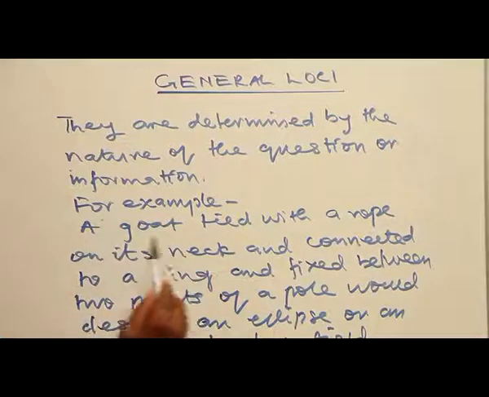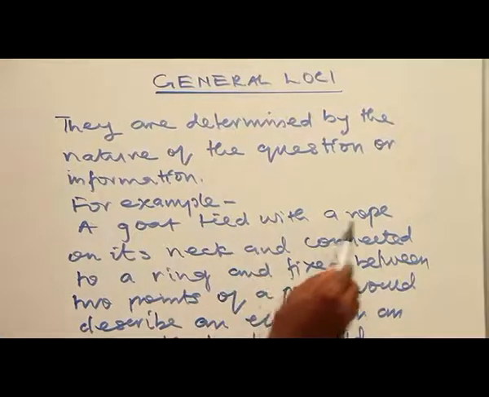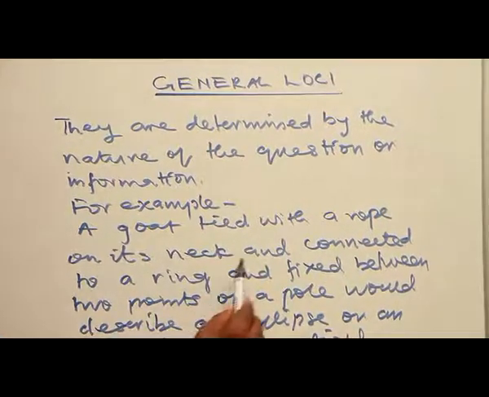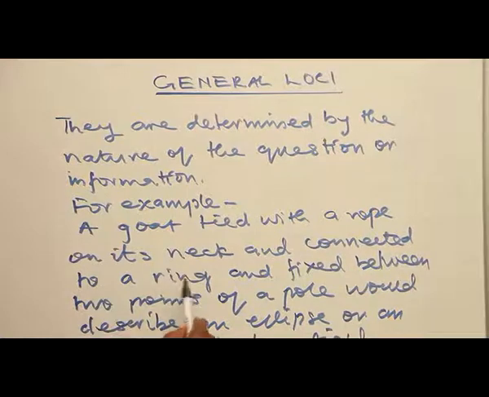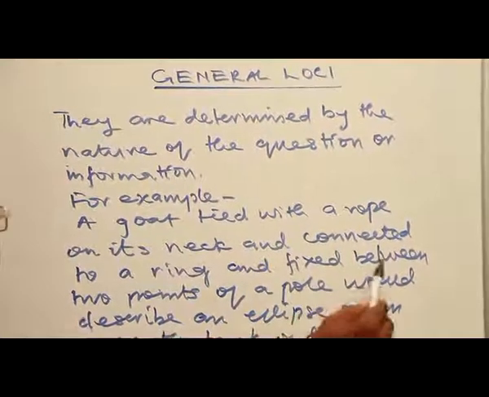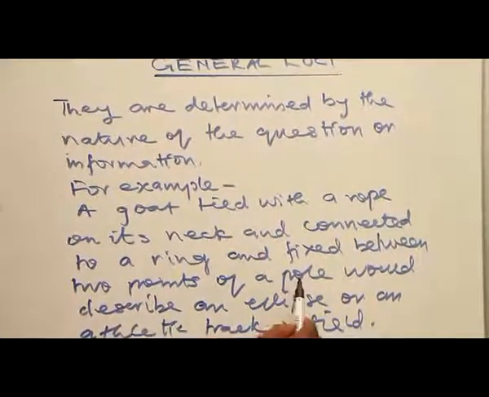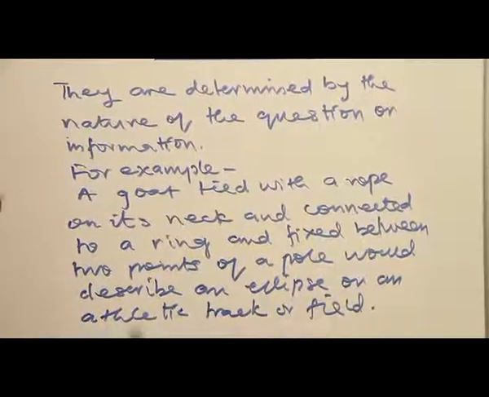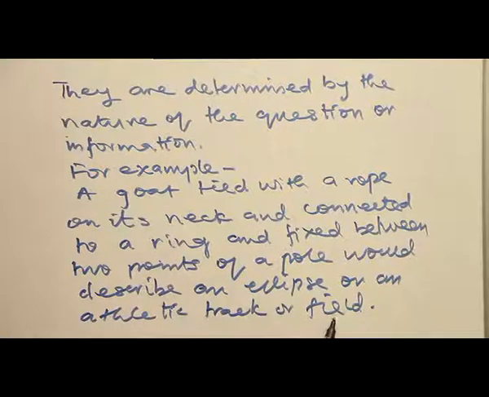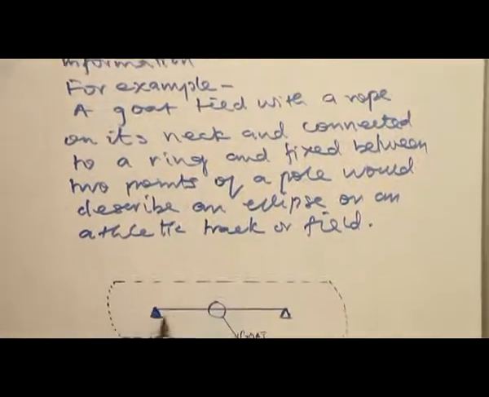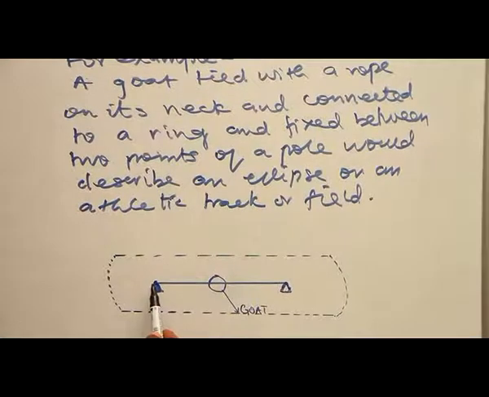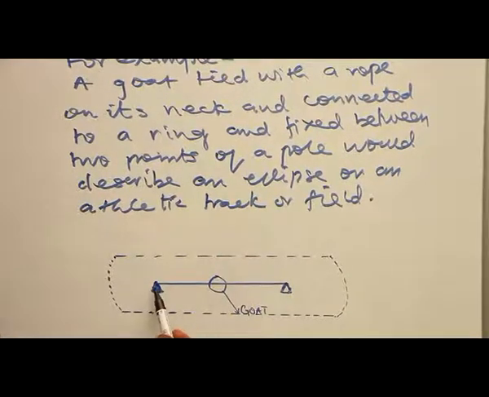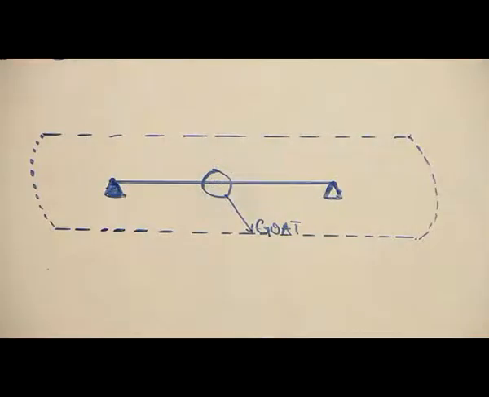For example, a goat tied with a rope on its neck and connected to a ring fixed between 2 points of a pole would describe an ellipse or an athletic track of field. This is what I am saying. Here is a pole fixed on the ground, and here is the goat. This is the rope tied to the goat.